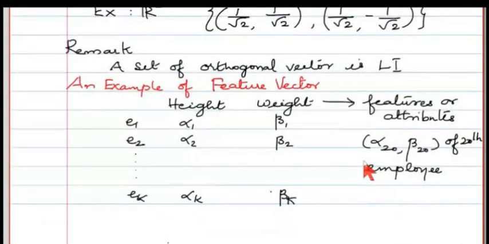So this is an example of a feature vector. We are using height and weight of the employees, and this alpha 20, beta 20 will be the 20th employee. So these are the features. We have already learned it in machine learning. So these are the features in machine learning, and we will represent each feature like this. So these are the rows. E1, E2, etc. are the employees, and there will be one 20th employee. The feature will be alpha 20 and beta 20.